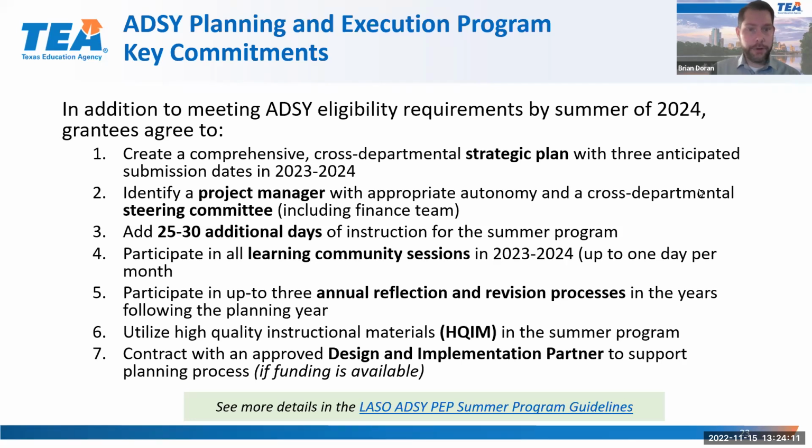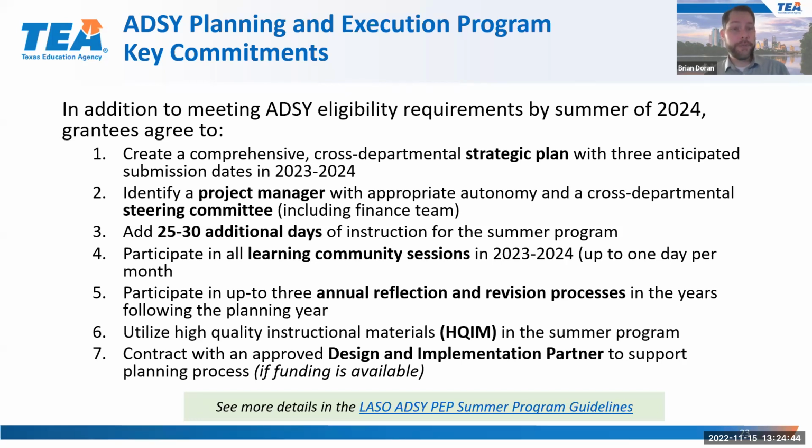Another eligibility component we've talked about is adding 25 to 30 additional days of instruction. You'd be agreeing to participate in all of the learning community sessions in 2023-2024. We anticipate, as we say up here, up to 1 day per month. Those are usually up to 4 hours per session, and occur up to 1 day per month. We also have occasional project manager meetings to support any ongoing questions that happen over the course of that planning year.